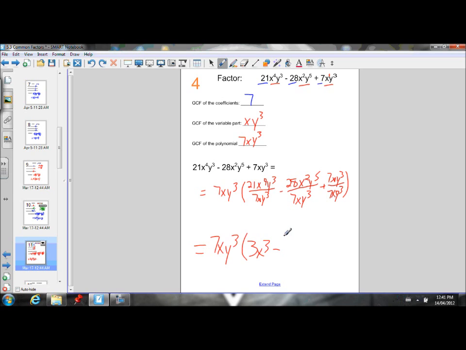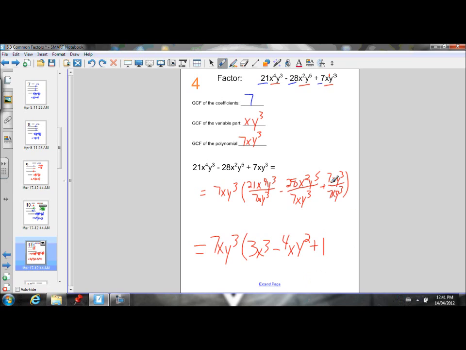Minus 28 divided by 7 is 4. Okay? X squared divided by x is just x. Y to the 5 divided by y to the 3. 5 minus 3 is 2. So y to the 2. Plus 7xy cubed divided by 7xy cubed is 1.